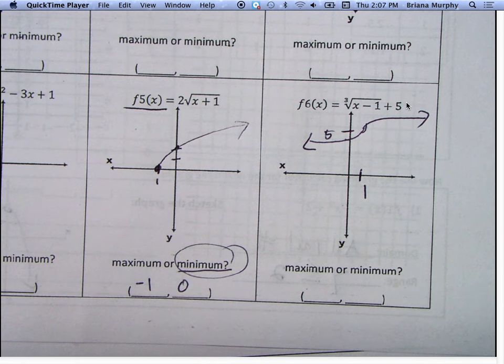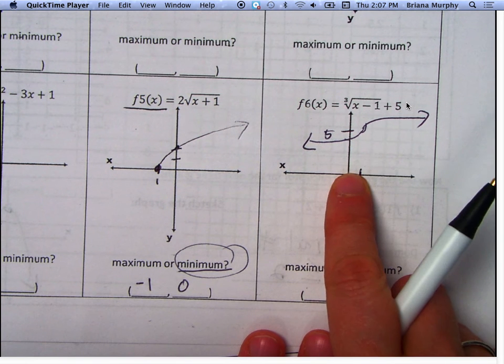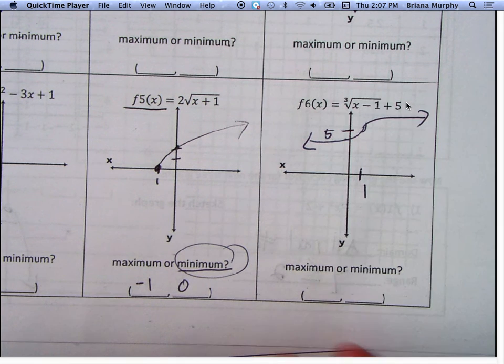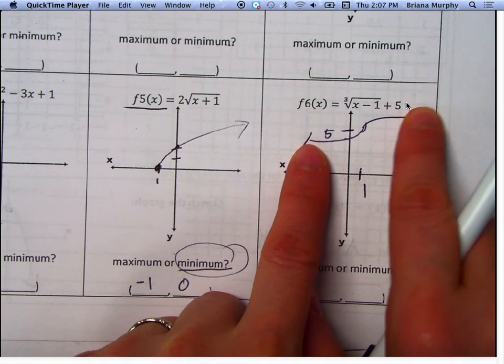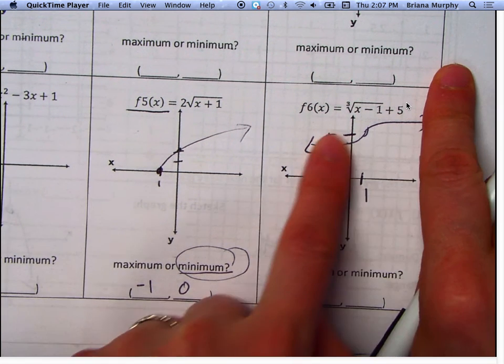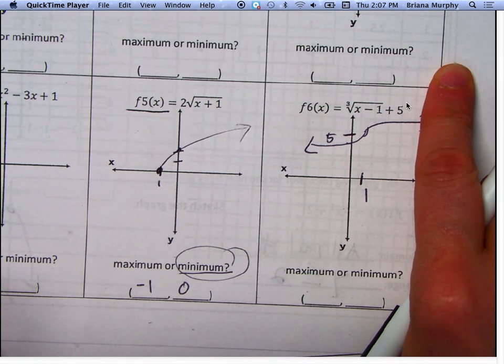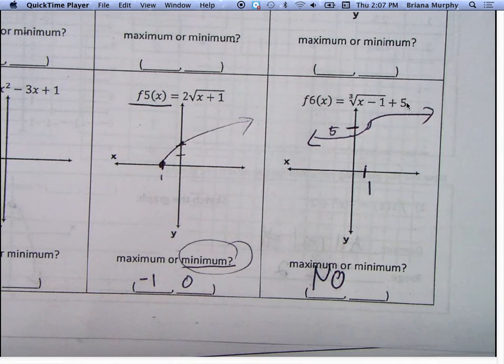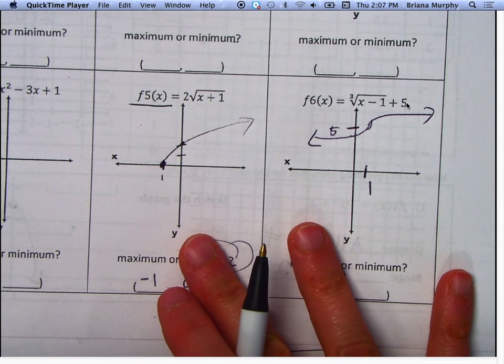Okay. So I moved this from here over 1, up 5. Does it have a minimum or maximum? Could this keep going up, and this keep going down? So does it have a minimum or maximum? No. Okay. All right.